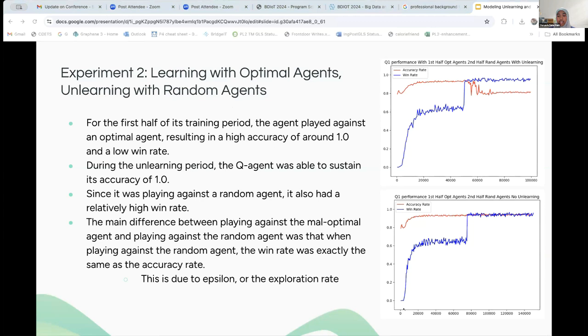This is due to the epsilon or learning rate, which randomizes our actions. So it introduces a point of randomness that causes the win rate during random agent games to be only as high as the agent's moves themselves, while this is not a problem when playing against the maloptimal agent, which always loses.